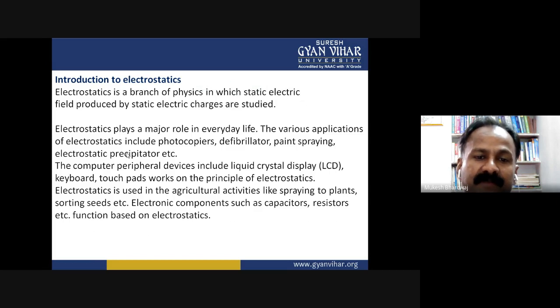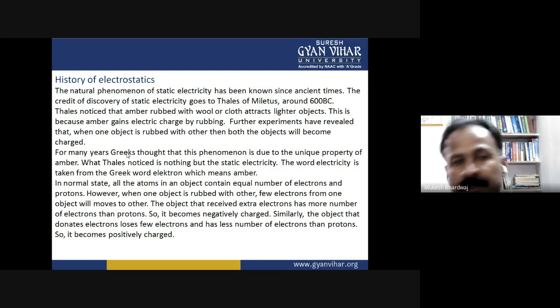The computer peripheral devices include liquid crystal display, that is LCD, keyboard, touchpad. Works on the principle of electrostatics. Electrostatics used in the agriculture activities like spraying through the plants, sorting seeds, etc. Electronic components such as capacitors, resistors, etc. function based on electrostatics.